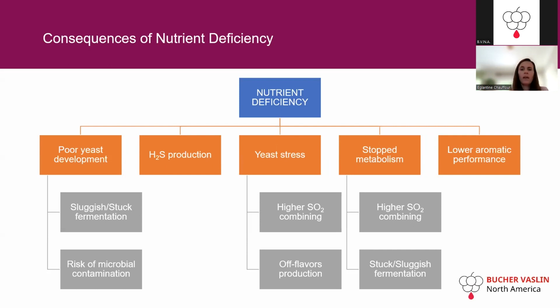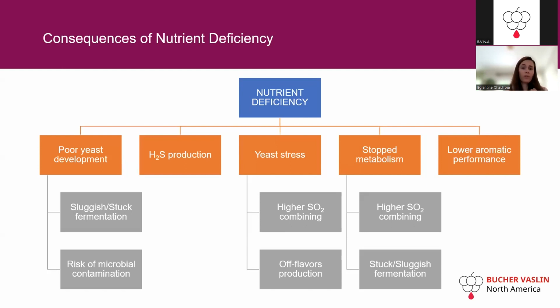molecules. The yeast is also going to stop its metabolism, which means we are not going to go from sugar to alcohol, but will stop in the middle, and the yeast is going to expel some of these molecules, such as ethanal again. So acetaldehydes, a higher sulfur combining rate, and also stuck and sluggish fermentation.